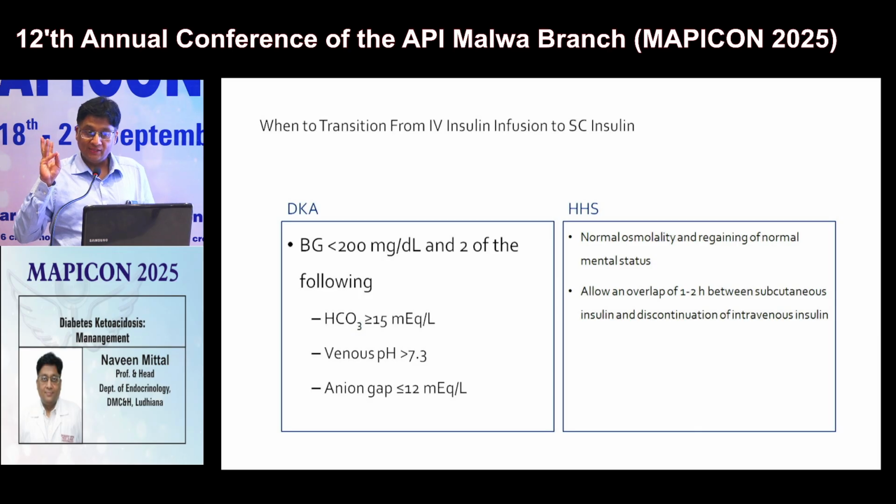When the blood sugar is less than 200, venous pH is more than 7.3, bicarbonate is more than 15, anion gap is less than 12 milliequivalent. You should start with subcutaneous insulin. Although ketones might be positive even at that time, you should not wait for the ketones to be negative, only then you would stop the IV insulin. If the pH has resolved, bicarbonate has become normal, blood sugar has become controlled, you can shift to subcutaneous insulin.